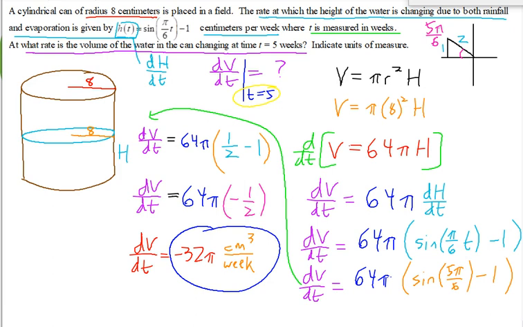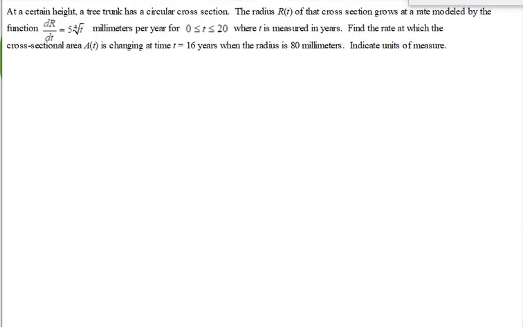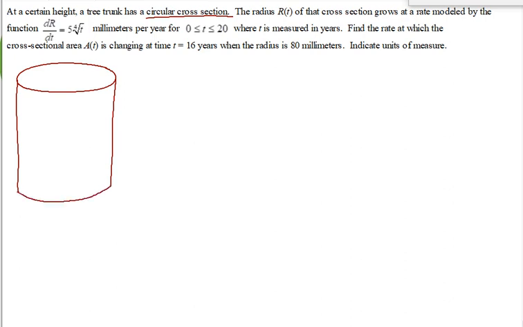All right, so we'll go one more. This one says, at a certain height, a tree trunk has a circular cross-section. So cross-section, remember, is whenever you have a 3-dimensional shape, in this case a tree trunk, which we can model kind of like a cylinder, even though tree trunks are usually not perfect cylinders. And the cross-section is a circle. So if we slice through a 3-dimensional shape, the cross-section is the 2-dimensional shape we get.